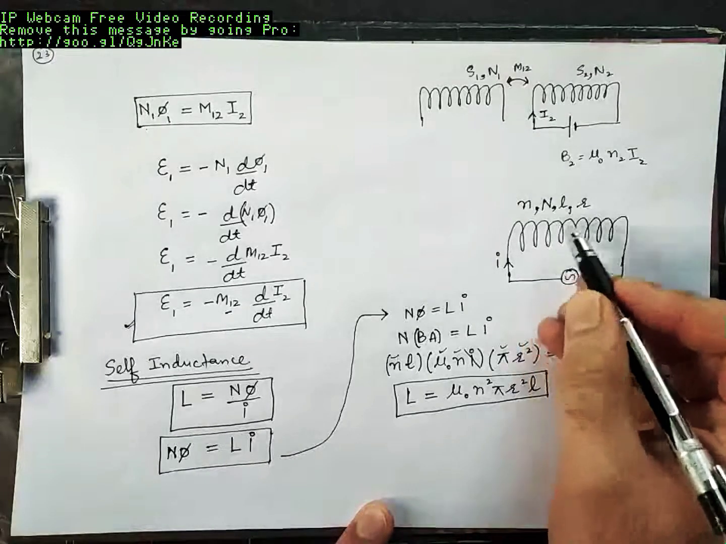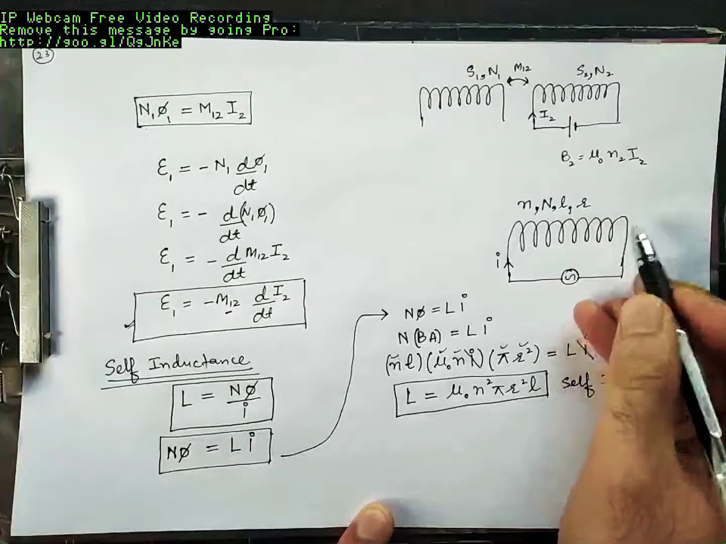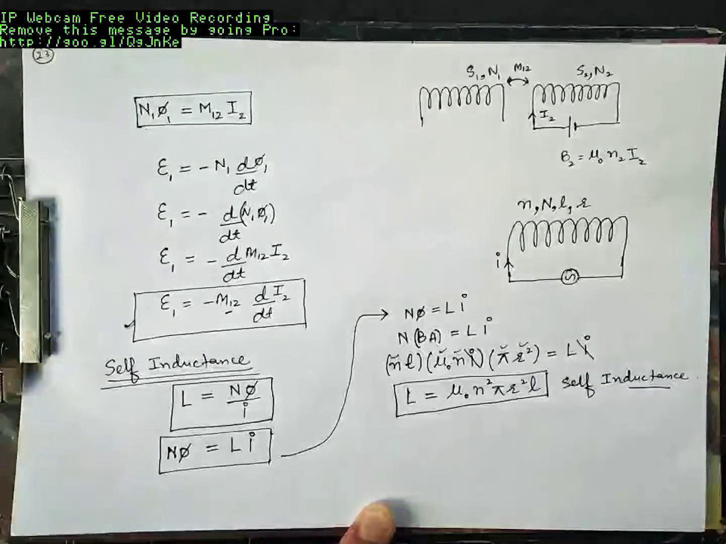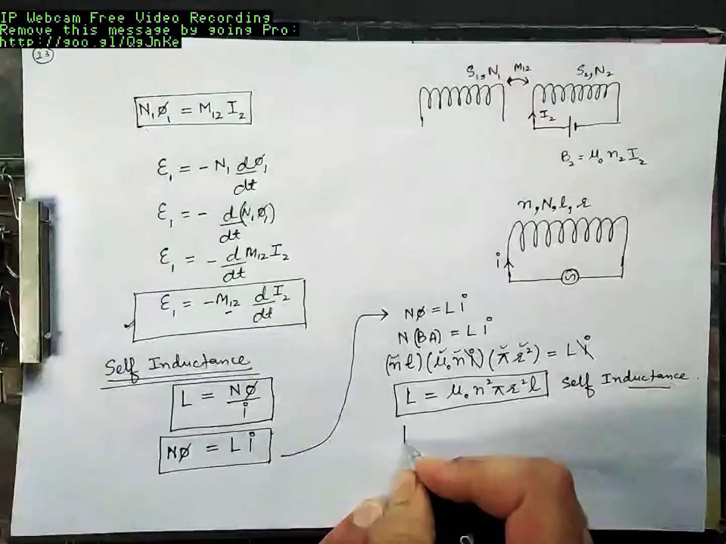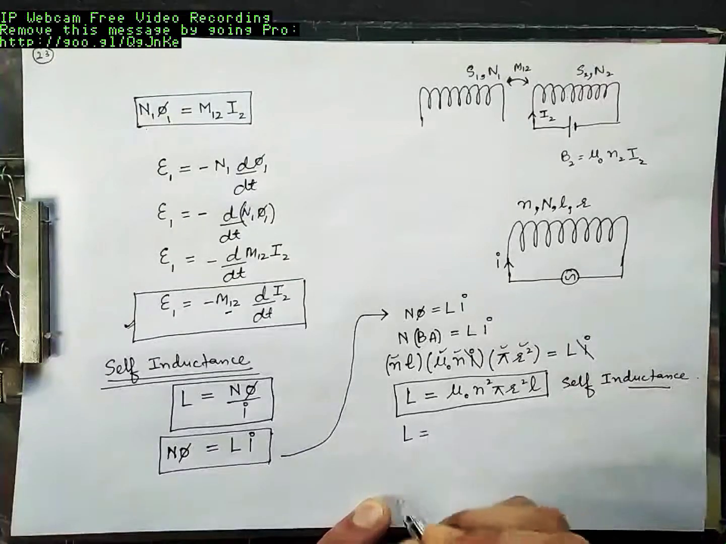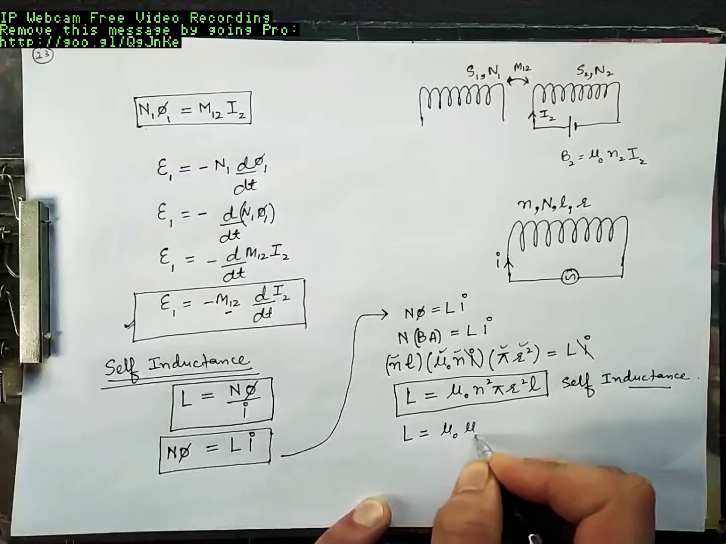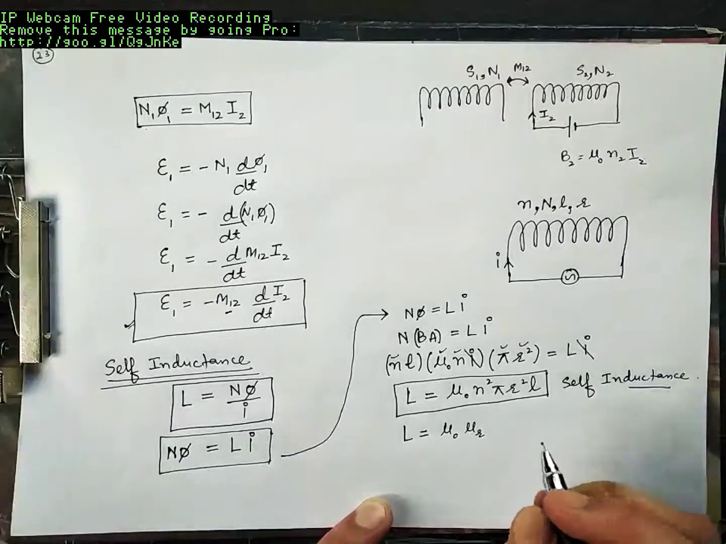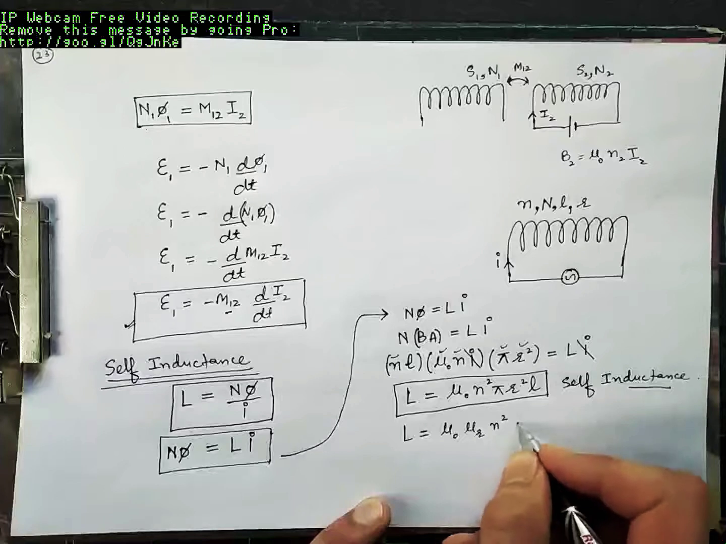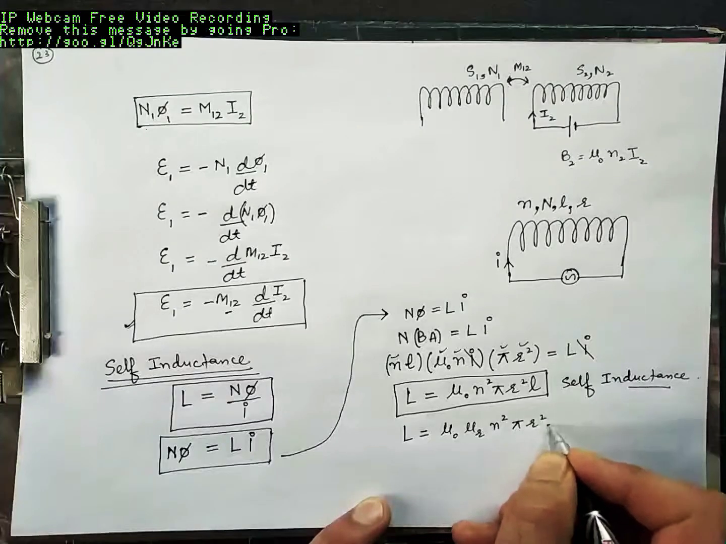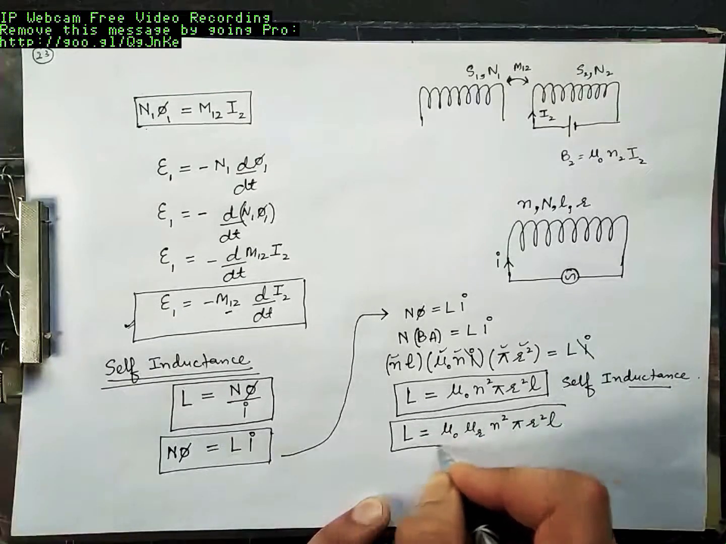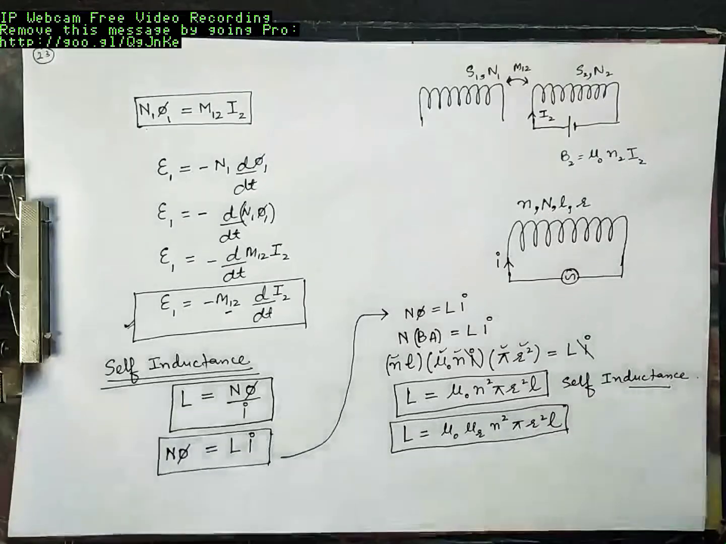If this solenoid had been kept on an iron core or on an iron material or any other material, in general, we would have expressed this inductance as L is mu naught mu r, where mu r is relative permeability, n square pi r square into L. Fine.